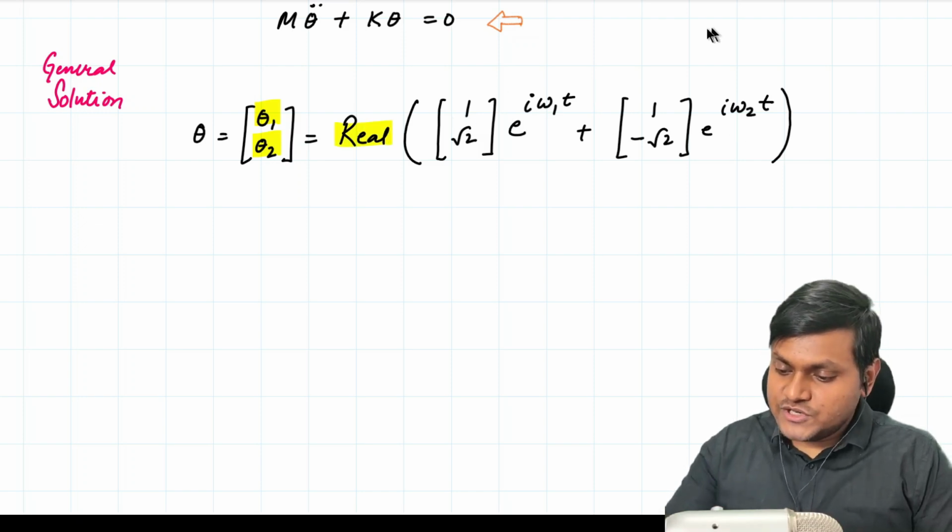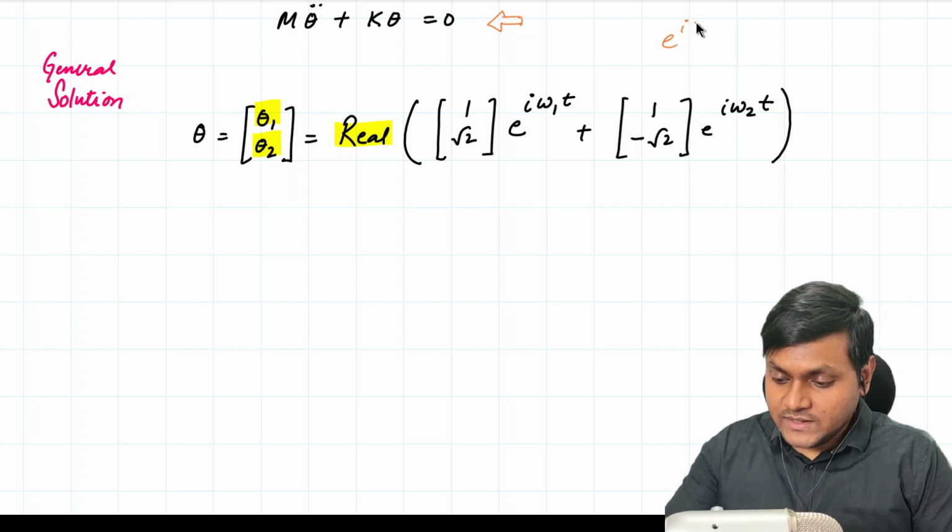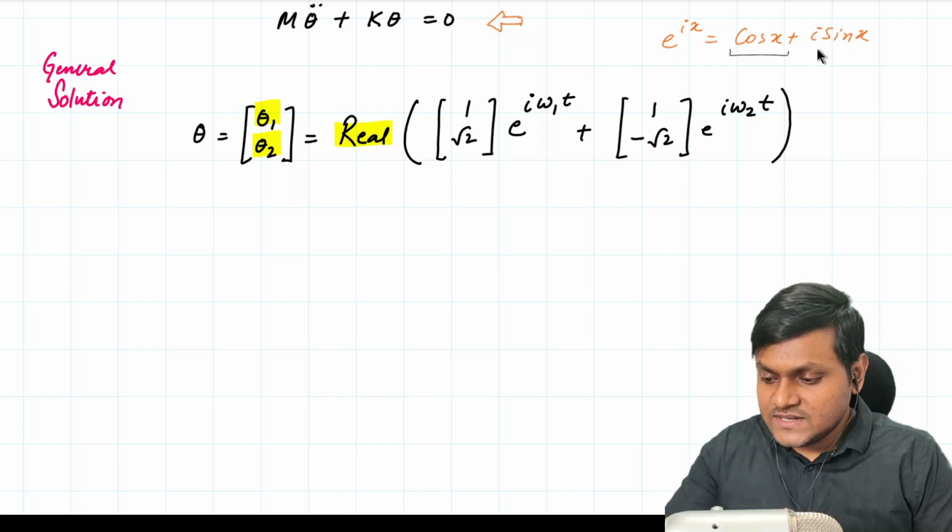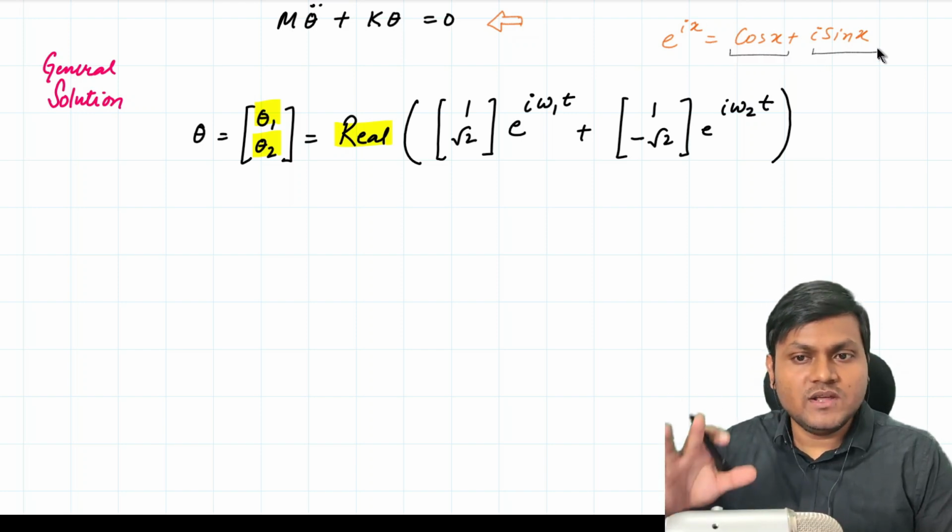So what is this exponential term? Here we have e to the power i something. Let's suppose e to the power ix. So e to the power ix is what? Cos x plus i sin x, right? So here you have the real part cos x and the imaginary part i sin x. So we are only interested in the real part here.